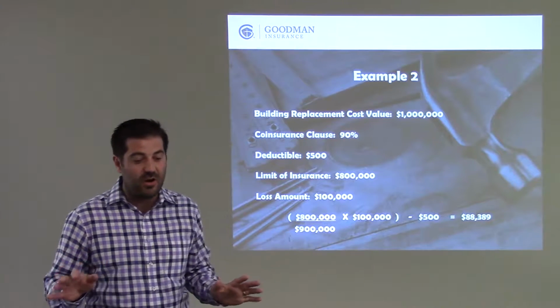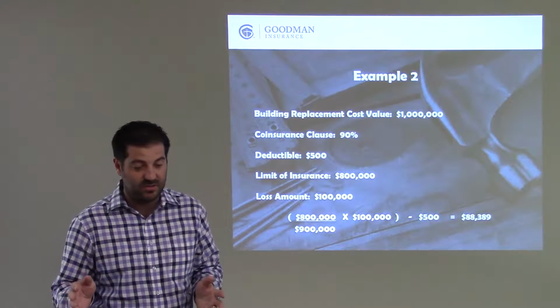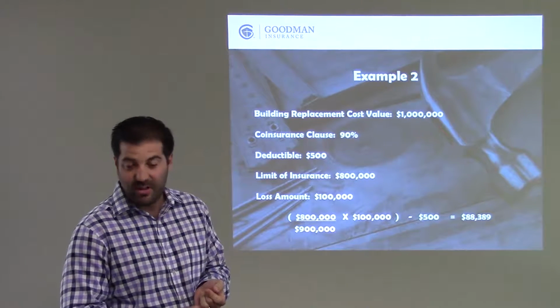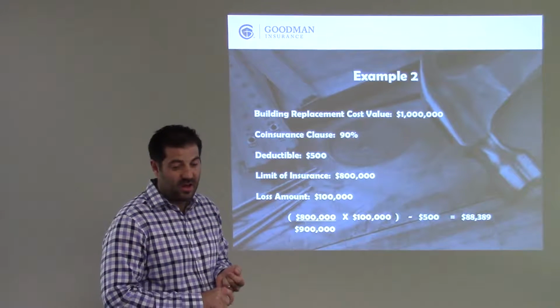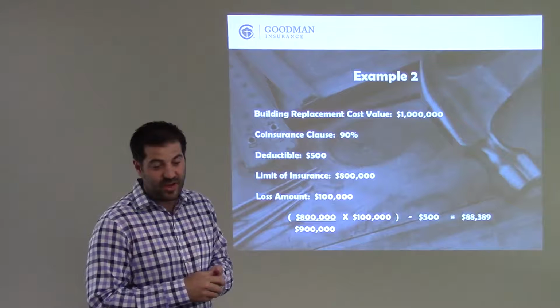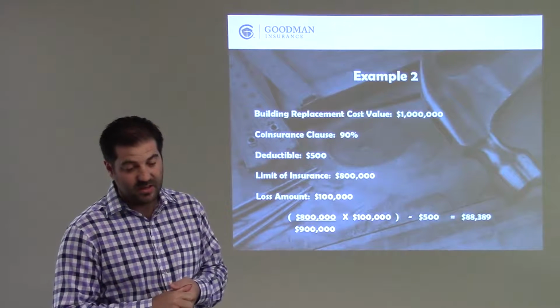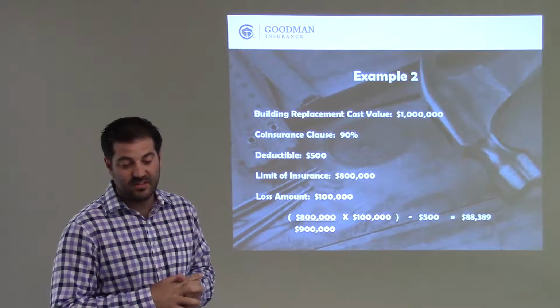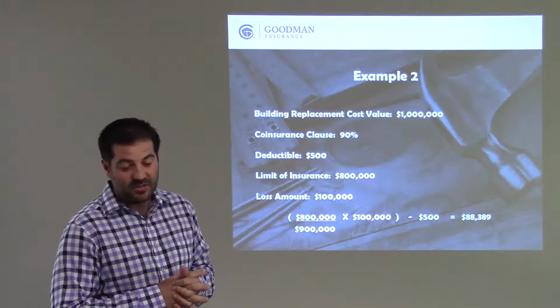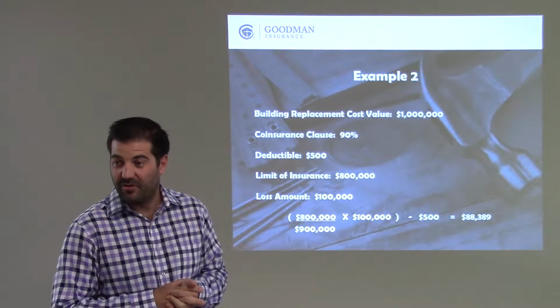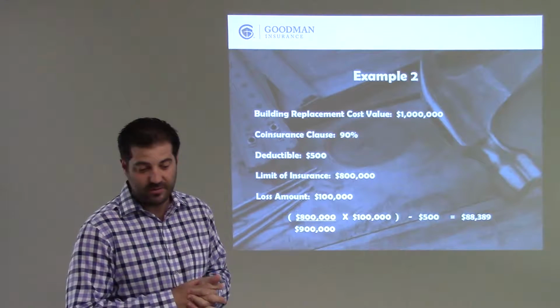Same exact scenario, but we're at 90% coinsurance. You have the $800,000 limit that they purchased over the $900,000 that they should have purchased, times $100,000 of a loss, minus the deductible. Now it's costing them roughly $12,000 because they underinsured it.